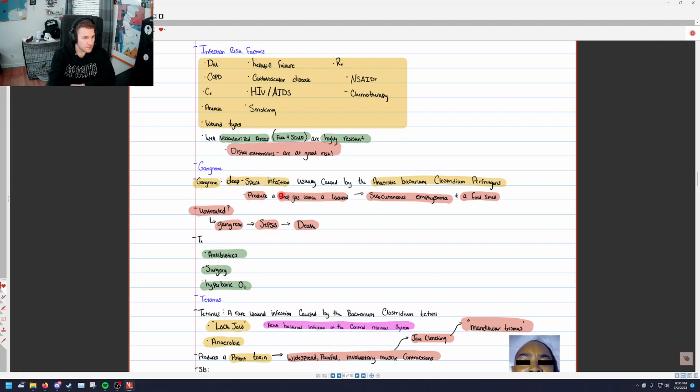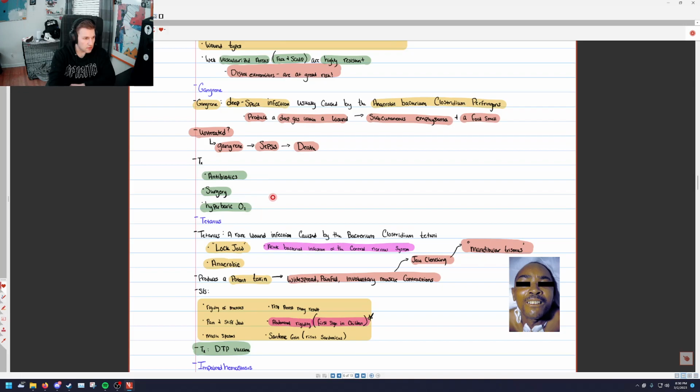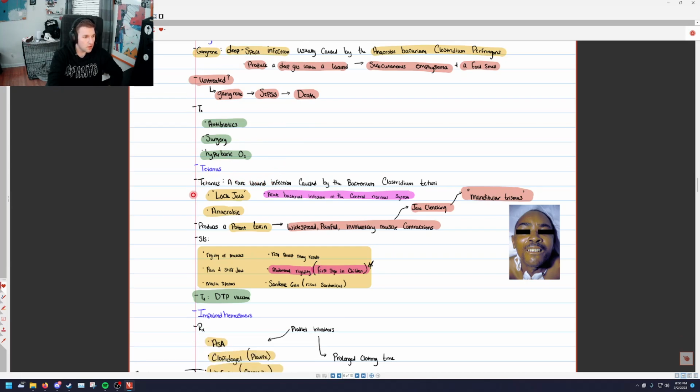Gangrene is going to be a deep space infection, just caused by an anaerobic bacterium, Clostridium perfringens. Yeah. I'm sure we've all seen gangrene. Treatment for this is going to be antibiotics, surgery, or a hyperbaric O2 chamber, just so you can get as much oxygen in there as possible and you can drive out that bacterium.